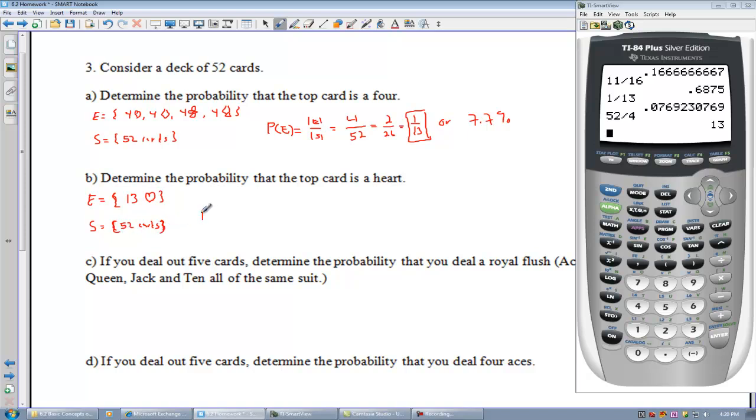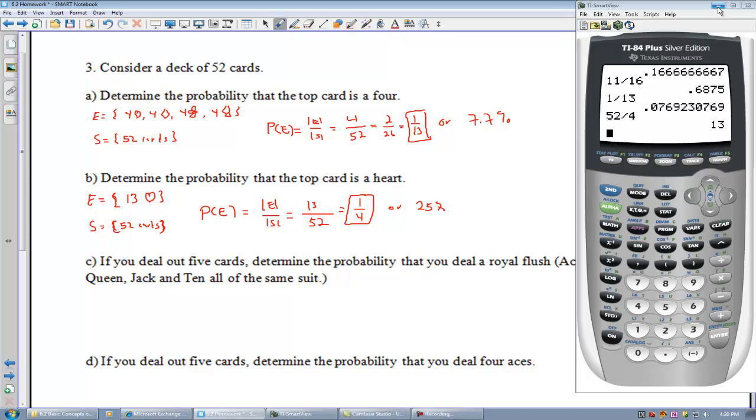What I want to find is the probability that I draw a heart, which is equal to the number of things in E divided by the number of things in S. So there are 13 possible heart cards divided by the total number of cards, which is 52. This simplifies to 1/4 because 13 goes into 52 4 times. Or you could say 25%, which is somewhat obvious when you think about it. If there's only 4 suits, 25% of the time you're going to draw a heart.